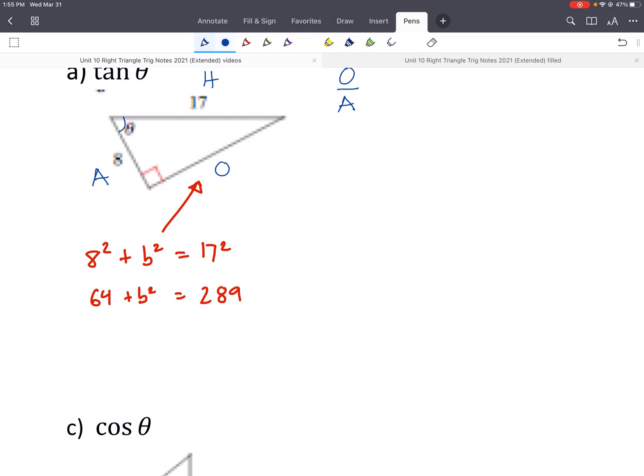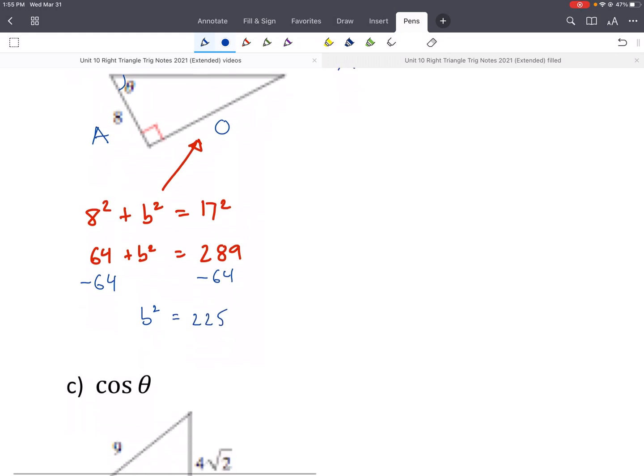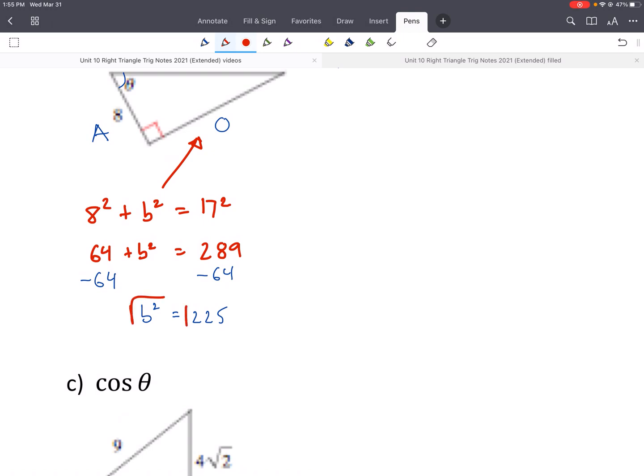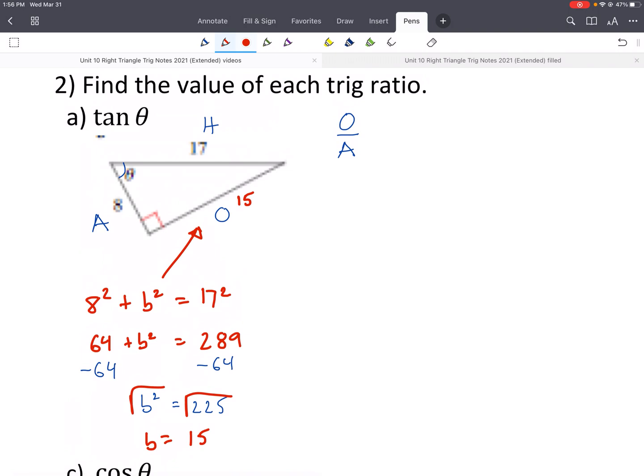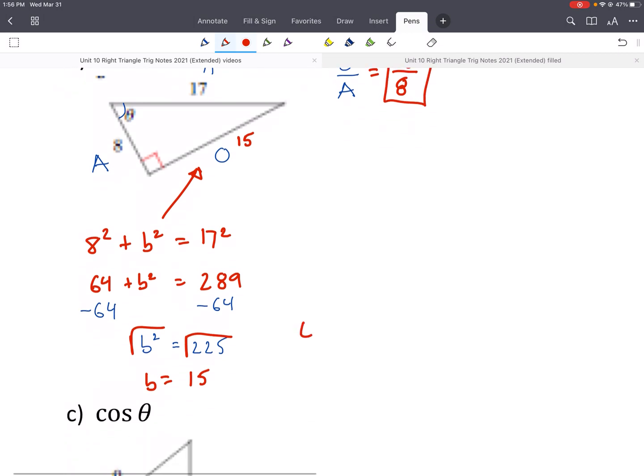We need to get B by itself, so we subtract 64. That gives us 225. Again, the opposite of squaring is the square root, so b is equal to 15. But are we done? We just figured out that this side is 15. So now when we write down our ratio for tangent, we get 15 over 8, and then we're done. Tangent of theta is opposite over adjacent, which is 15 over 8.